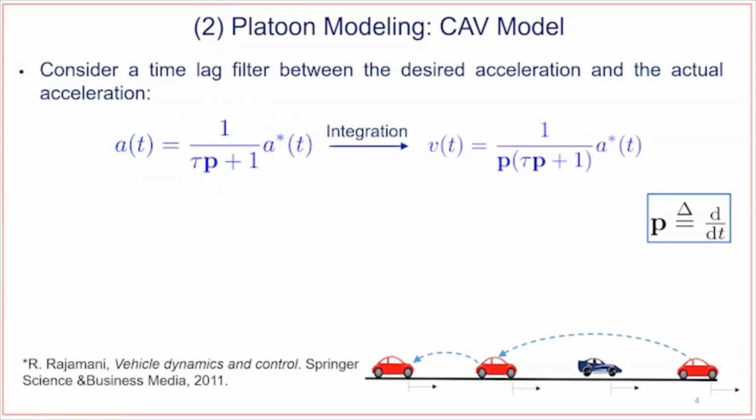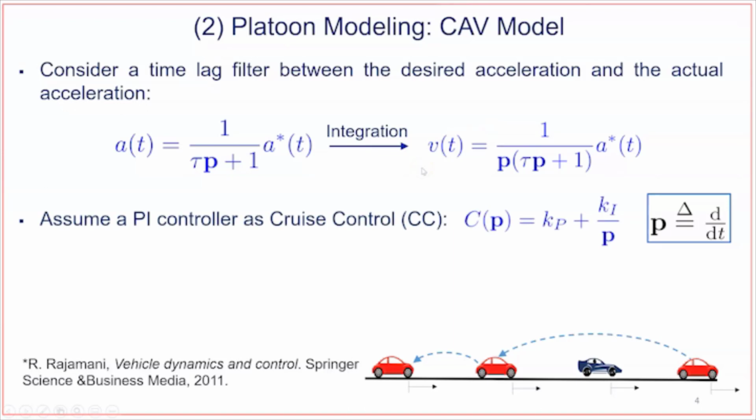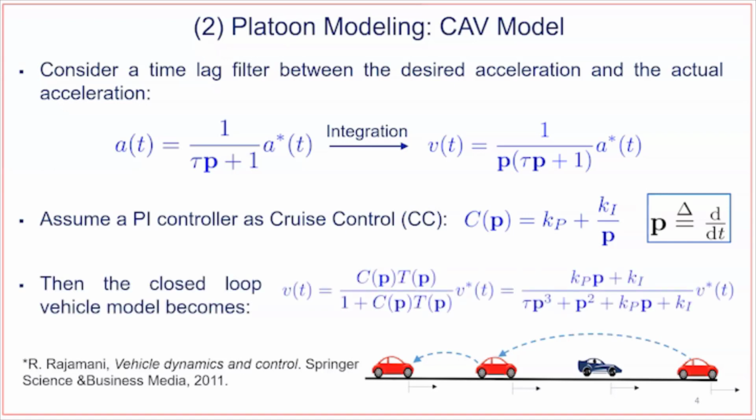Then by integrating this transfer function, we get the relation between the desired acceleration and the vehicle velocity. After that, we consider the cruise control of the vehicle as a PI controller. Then we will end up with the closed loop vehicle model as it's shown here.